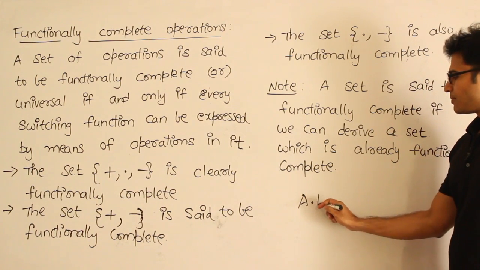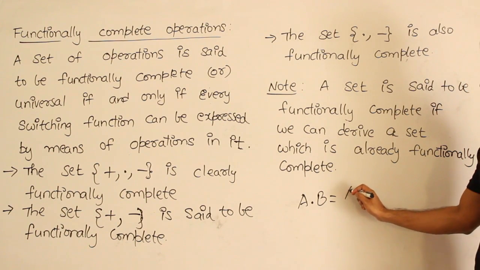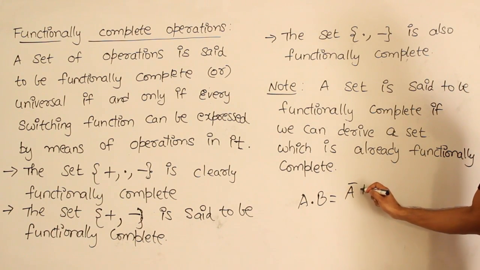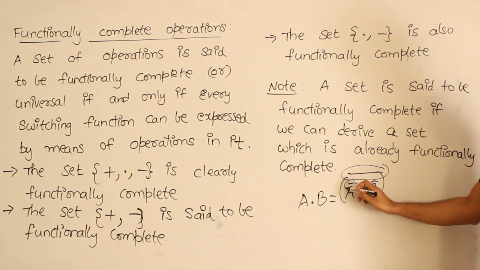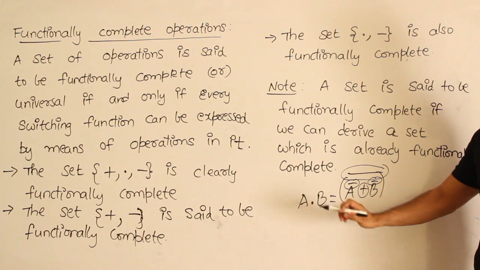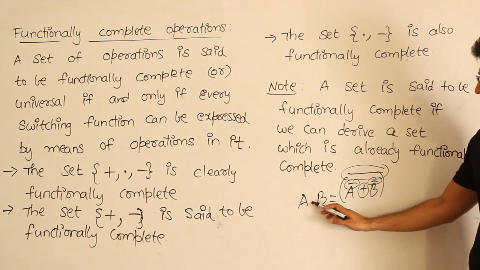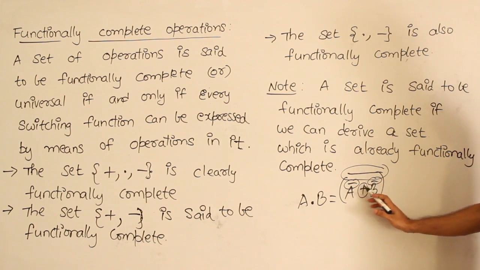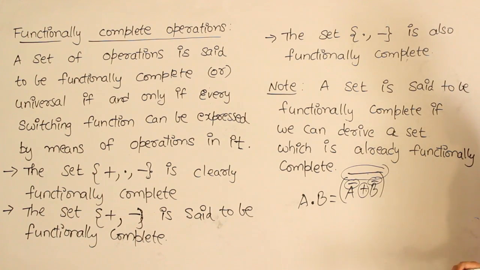A and B has to be derived. Now if you look at it, you could write it like this, using De Morgan's law. So if I have only two operations, complement and plus, I am able to derive AND. Therefore it is very easy to derive this one, right? So dot can be derived using these two. Therefore dot is redundant, dot can be removed. So plus and complement is enough. Plus and complement is functionally complete.